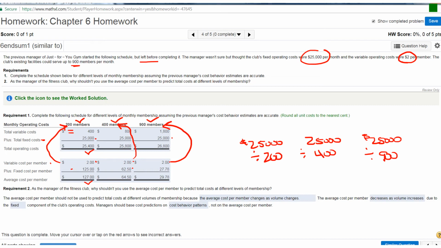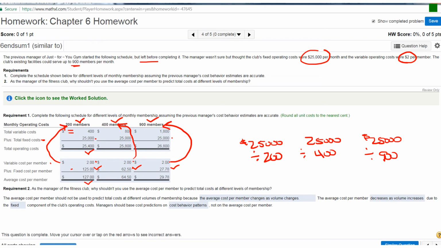But look at what happened to the fixed cost per unit as volume went up. Notice you were at 125, then it went to 62.50, and then finally it dropped to 27.78. That's ideal. That's what you want. Typically, more volume is going to reduce your cost per unit.